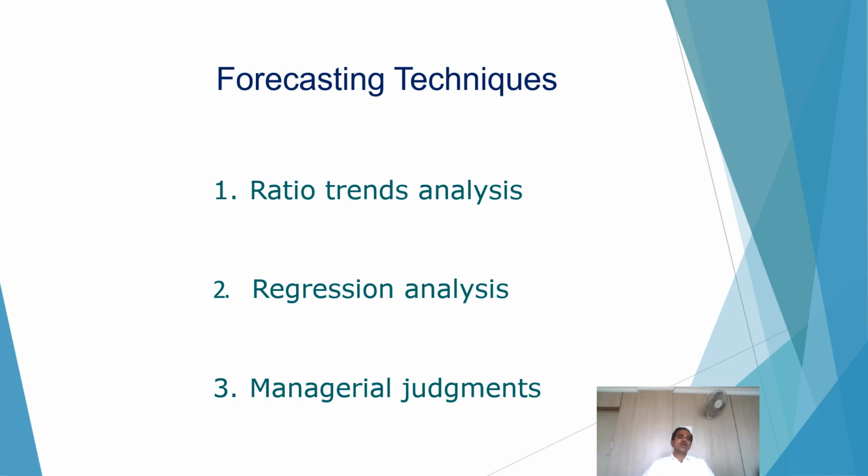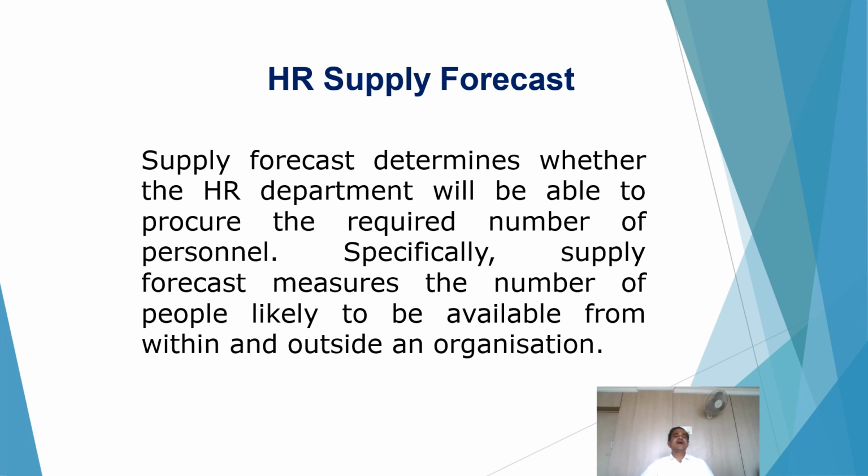Here, ratio and regression analysis are statistical analyses, which are forecasted based on your earlier past year data available. Managerial judgment is based on the expertise available within the organization. You can have an appropriate judgment of the requirement of manpower in terms of quantity and quality.